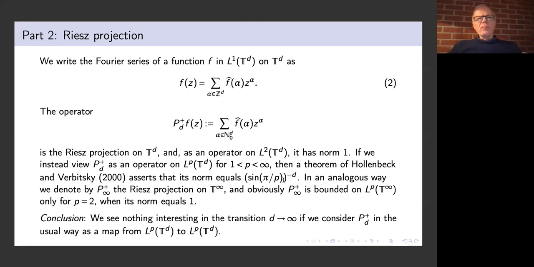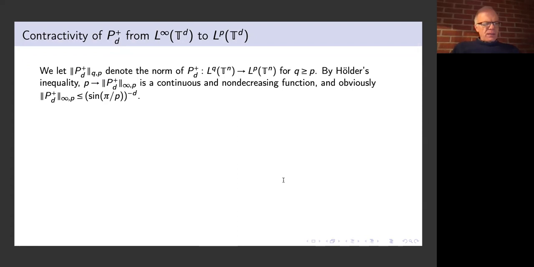So what we could do instead is to look at it as an operator from L^q to L^p, where q is larger than or equal to p. By Hölder's inequality, the norm, and now I would like to take q to be infinity. When we look at this function, we look at the norm for various p, it is clear that it is a continuous and non-decreasing function. And from the previous slide, we have a trivial upper bound. Given what we know about H^p, it is clear that when we start in L infinity, we will have a smaller norm. So it has to be bounded by this.